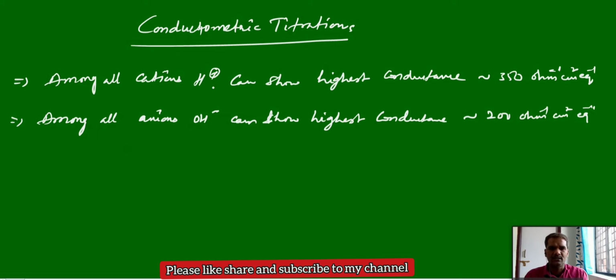Still, between H plus and OH minus, the conductance of H plus is far more than that of OH minus. Why? Because H plus is a very light ion, so the ionic mobility is very high. It can move very fast, so it shows more conductance.